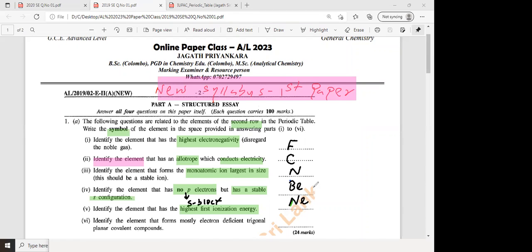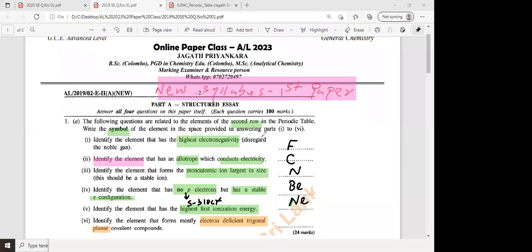Next one, identify the element that forms mostly electron deficient trigonal planar. So this is a good question. Electron deficient trigonal planar. Highlight here, electron deficient trigonal planar. Right, let's see. Dinati correct, Abdur correct, Tisat correct, Chaniti correct, Siluni correct. Very good. Who didn't post the answer? Abdur, Dinati, okay. Right. Very good.